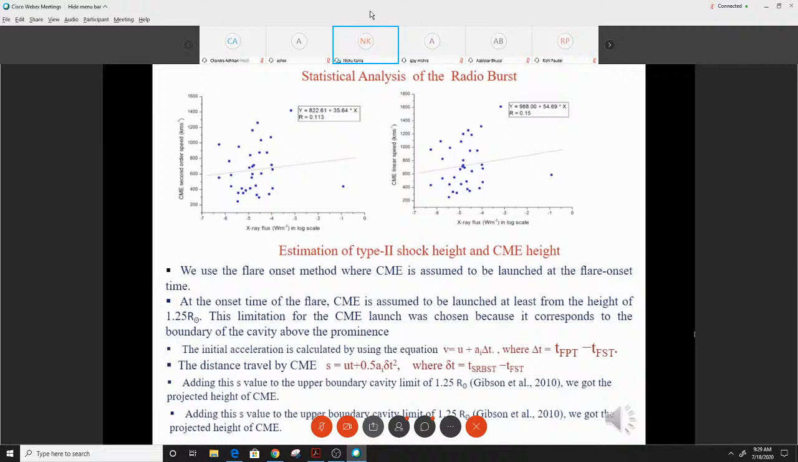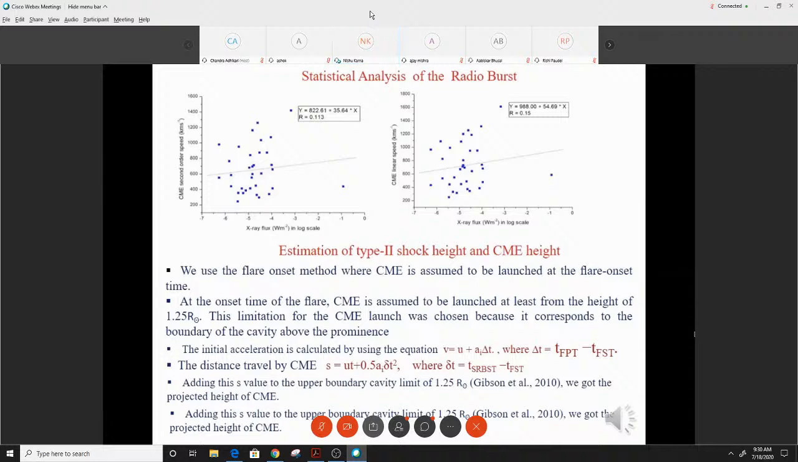above prominence. For the estimation of initial accelerations, I have used a very simple kinematic equation, V equal to U plus A delta T, where delta T is the time difference between the flare peak time and flare start time. By using this acceleration, I have estimated the distance traveled by the CME during the time interval between solar radio burst start time and solar flare start time. By adding this distance to the boundary cavity limit of 1.25, we got the projected height of the CME.